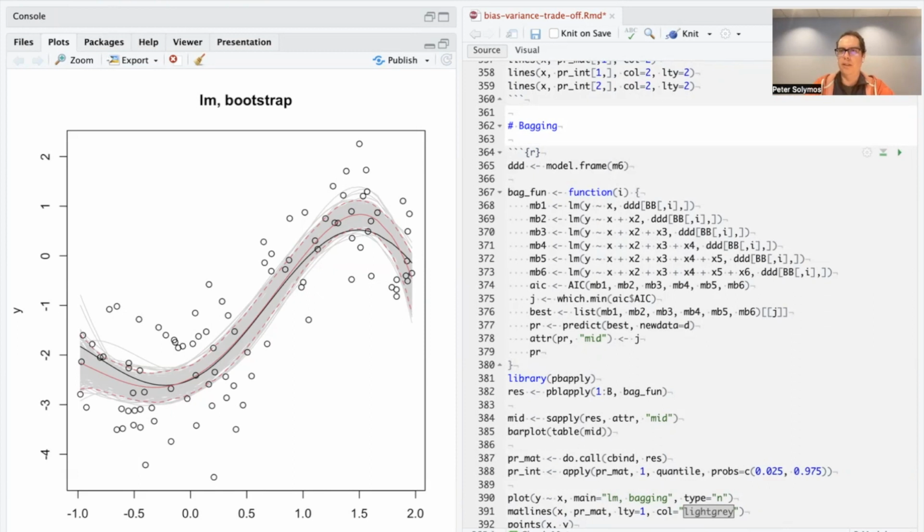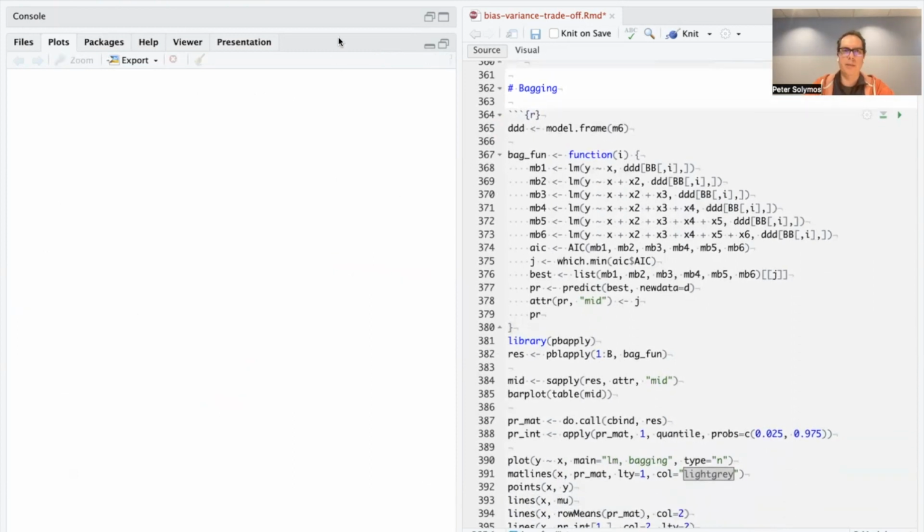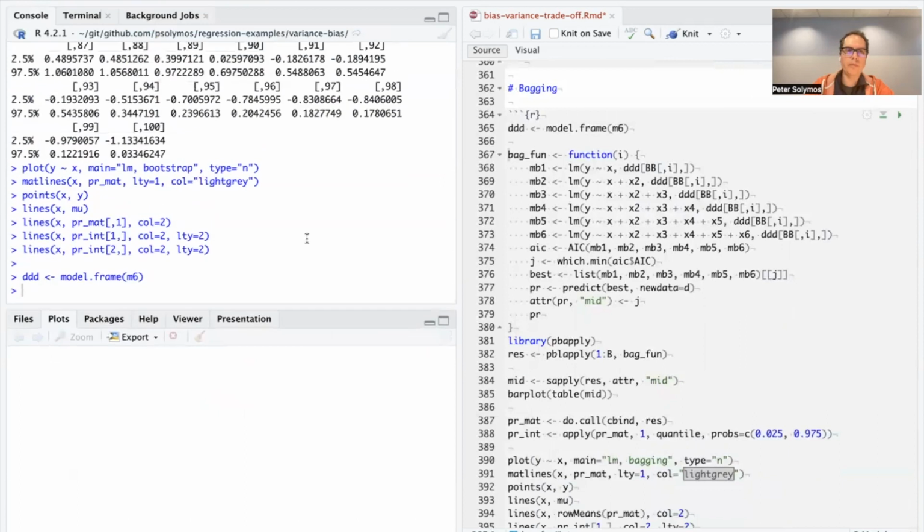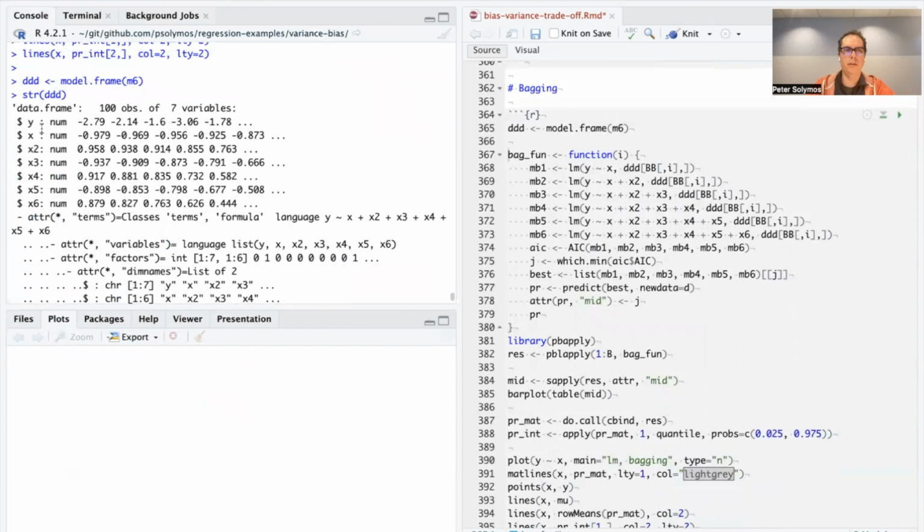So we create another data frame with all the 6 columns that we need. DDD, you see X, X2, and X6, everything is there. And then this is our function, which takes a vector of our resampled IDs, like which column to pick from this BB matrix that we already created, and fits 6 models, calculates AIC, picks the best, and makes a prediction based on the best model.